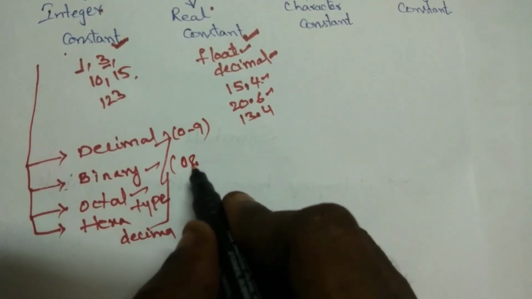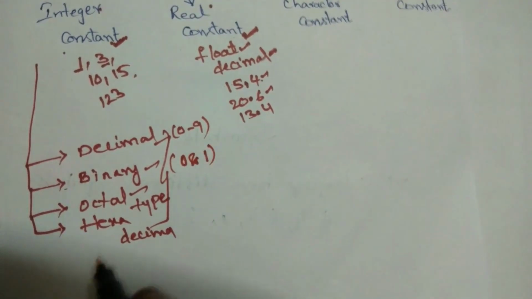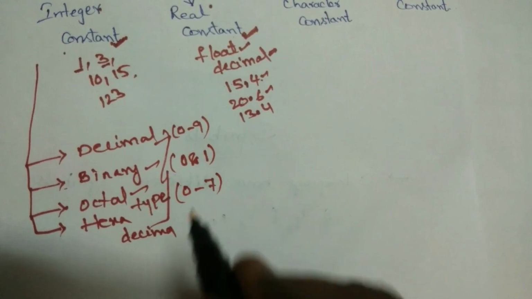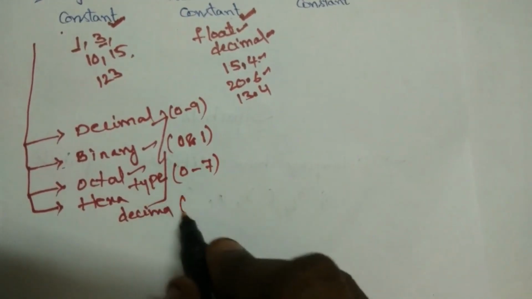Only the combination of zeros and ones. Now what is meant by octal number? The value in between 0 to 7. What is meant by hexadecimal?